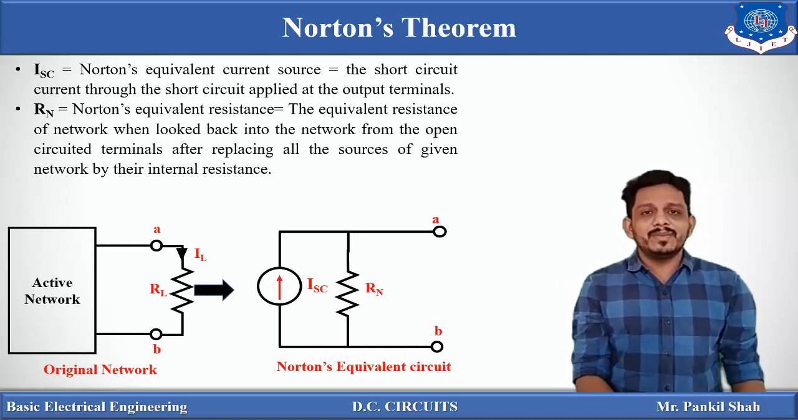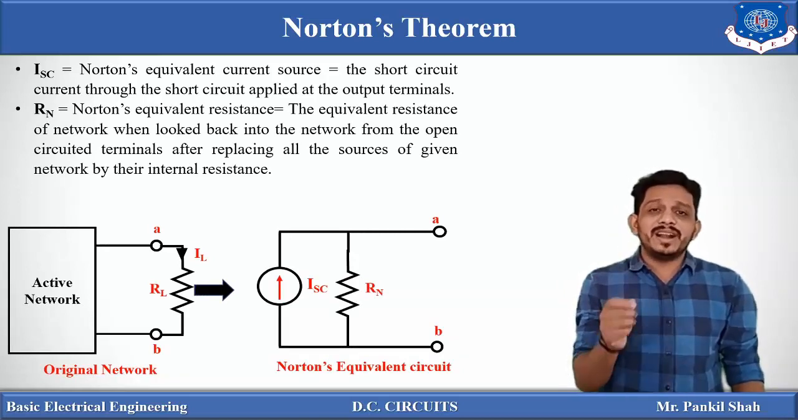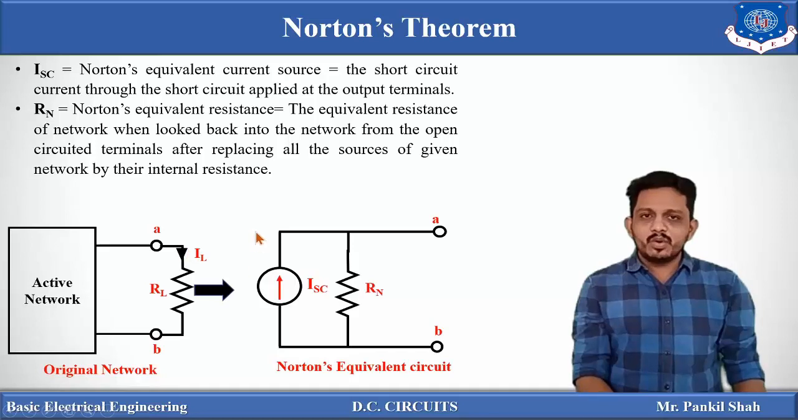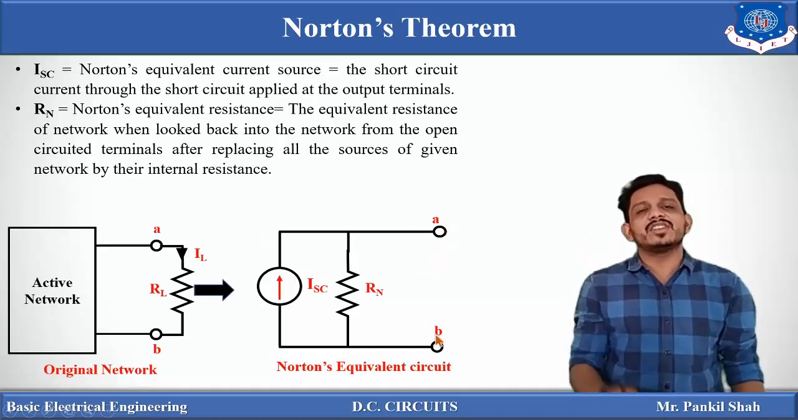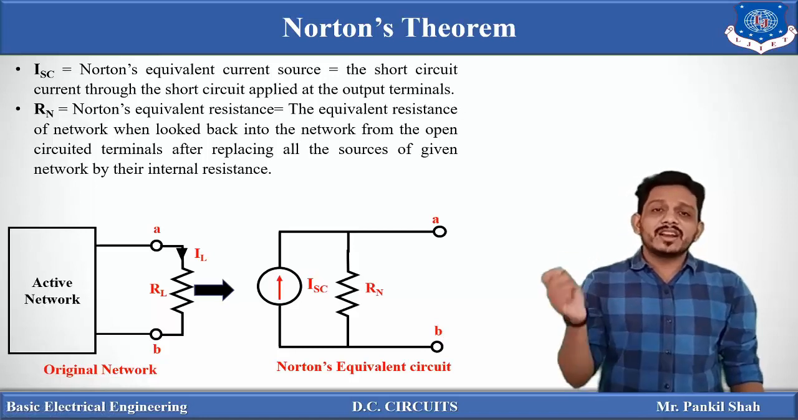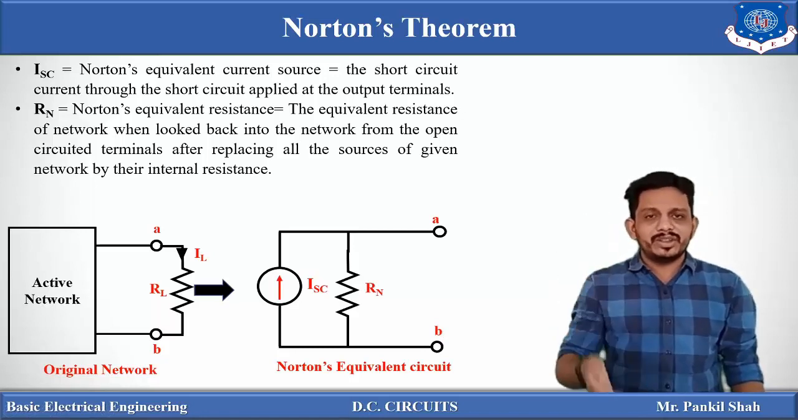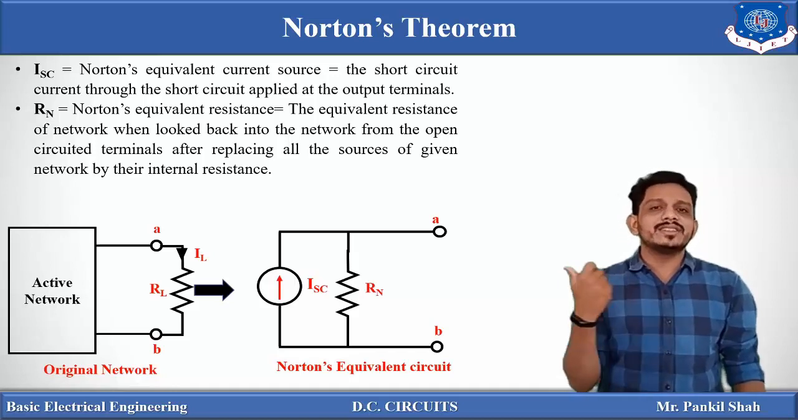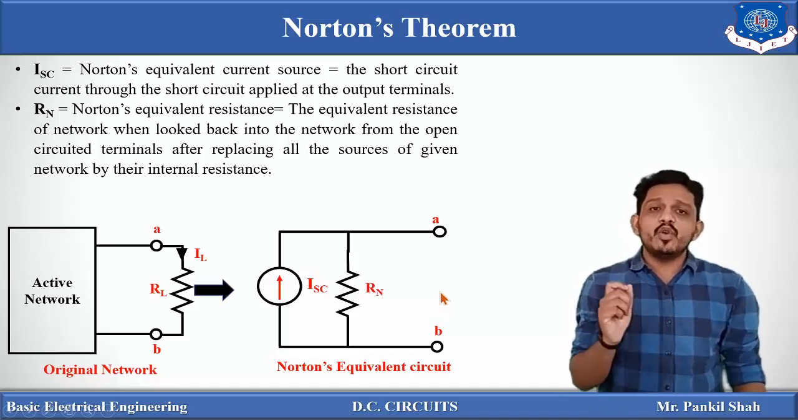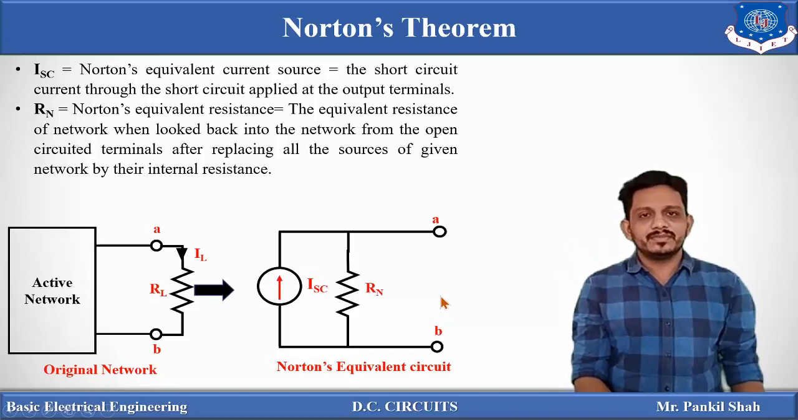In the previous figure, ISC is nothing but the current flowing through the load resistance branch, but we have to remove the load resistance branch and short circuit the terminals A and B. If we short circuit these terminals A and B and find the current flowing through that short circuit branch, then it is known as ISC, that is, short circuit current. And this ISC is nothing but the Norton's current, the value of the Norton's current source.